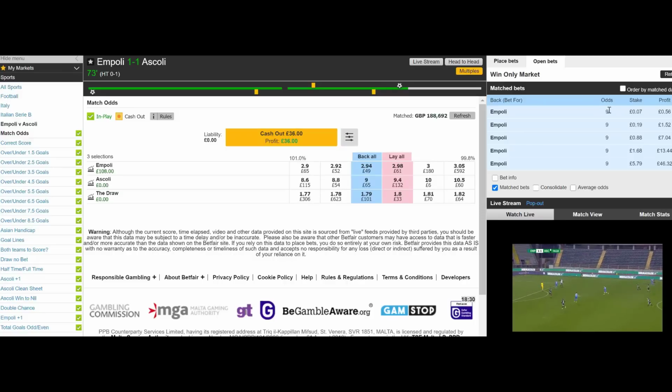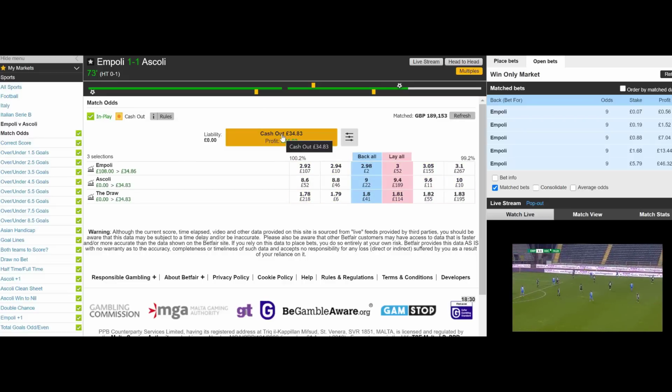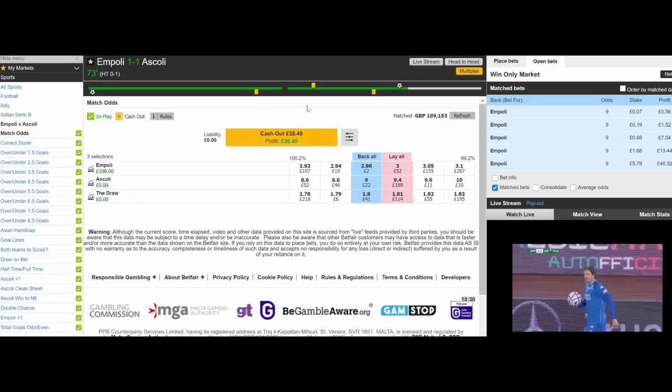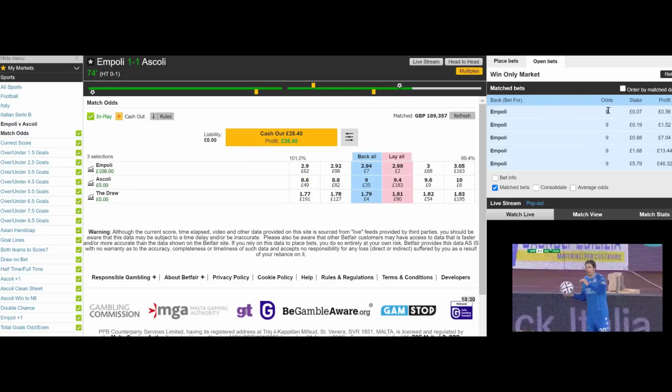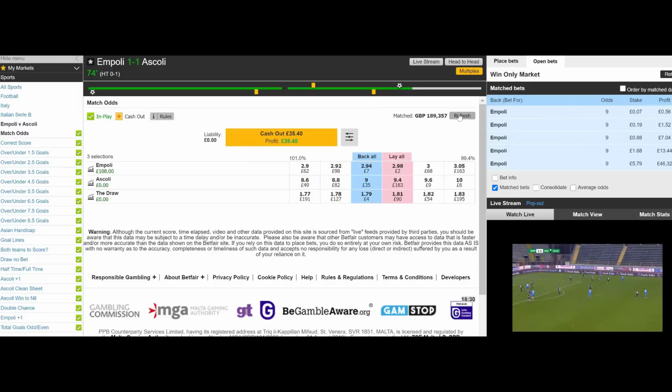However, we were backing at odds of 9, right? So we were pretty much on an 8-to-1 shot. So you have to think about the probability. If we were to just cash out in this particular example, we were pretty much taking 2-1 on what is an 8-1 shot. So in this situation, it probably is much better to let that free bet ride and leave it on Empoli, and then let's see if Empoli can take the lead from here.